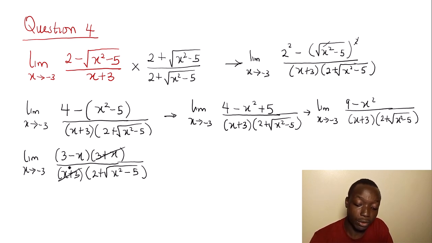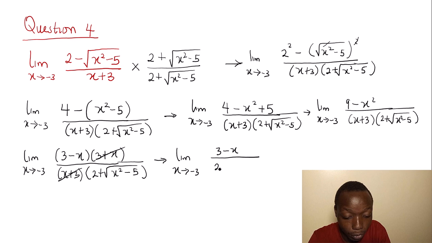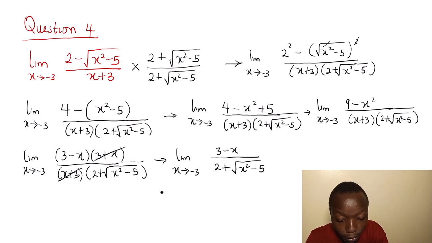At the end of the day, something has cancelled out, so we can go ahead and apply direct substitution after this step. So we're going to have the limit as x approaches -3 of 3 minus x over 2 plus the square root of x squared minus 5. So let's go ahead and substitute into this. We're going to have 3 minus -3 over 2 plus the square root of (-3) squared minus 5.